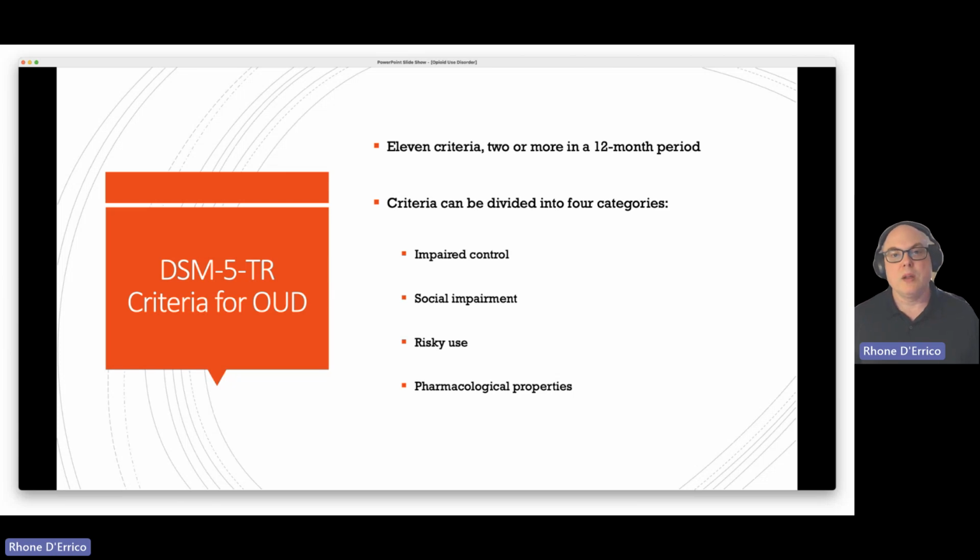What are these criteria? Well, there's 11 of them, so it's a big list, and we're going to go through them one by one, but it can really help to kind of chunk them into these 4 different categories. So the categories are impaired control, social impairment, risky use, and a category related to the pharmacological properties of opioids. And we're going to go through each of these in detail.